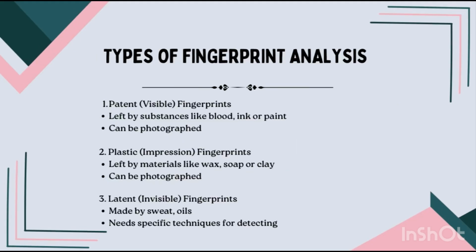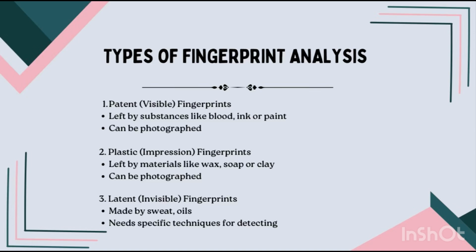Now we will be talking about the types of fingerprint analysis. First, we have patent fingerprints, which means visible prints. It is left by substances like blood, ink, or paint. It can also be photographed. Next, we have plastic fingerprints. It is left by materials like wax, soap, or clay. It can also be photographed as patent fingerprints.